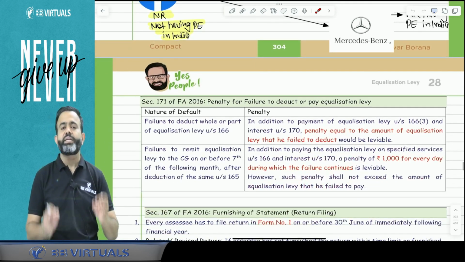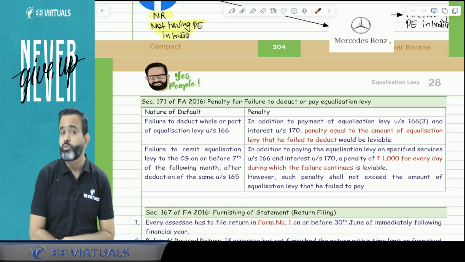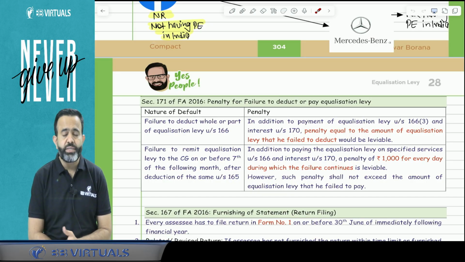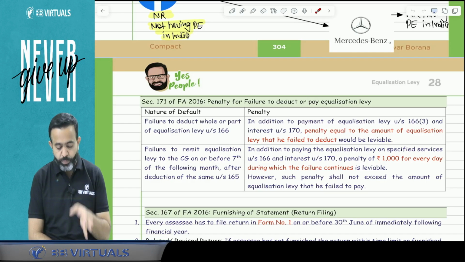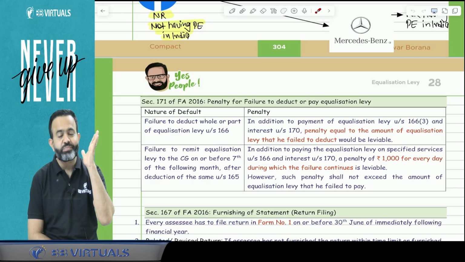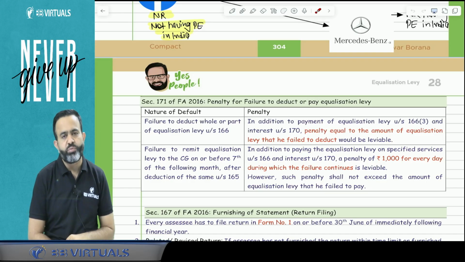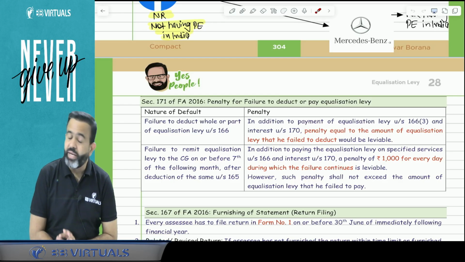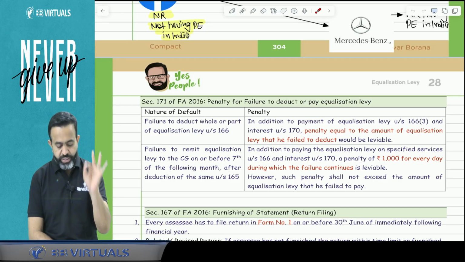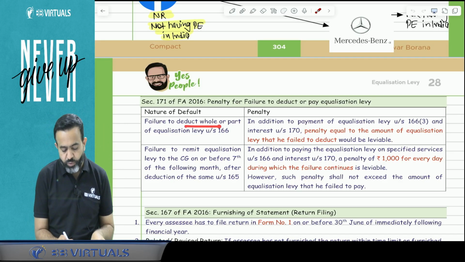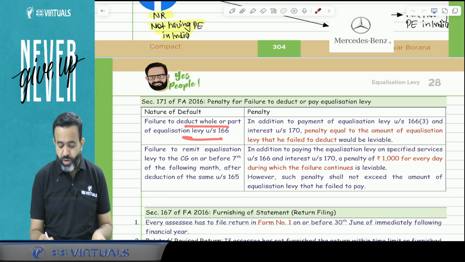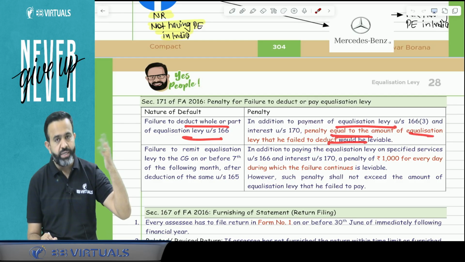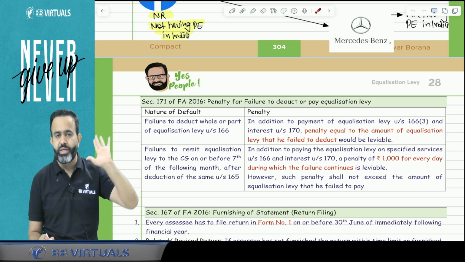Now guys, there are certain penalties also. First, suppose you have not deducted the equalization levy, then the lawmaker says that even if you have not deducted the equalization levy, you have to pay the equalization levy from your pocket. Means you have to pay the equalization levy from your pocket, and a penalty of 100% of that equalization levy may apply on the non-deduction of the equalization levy. So if you have not deducted the equalization levy, then you have to pay it from your pocket, and guys, there may be a 100% penalty on the non-deduction of that equalization levy.